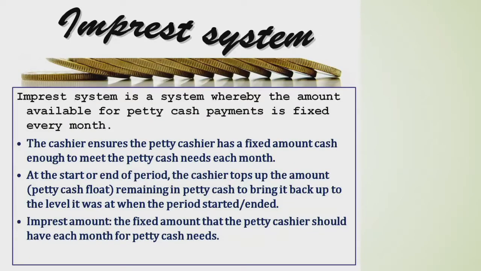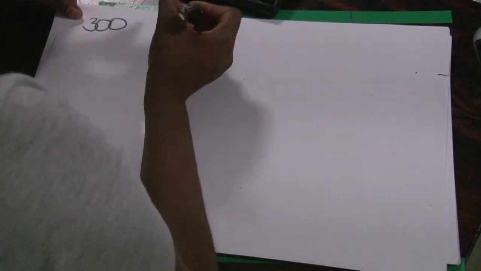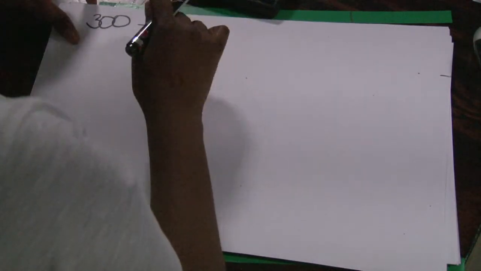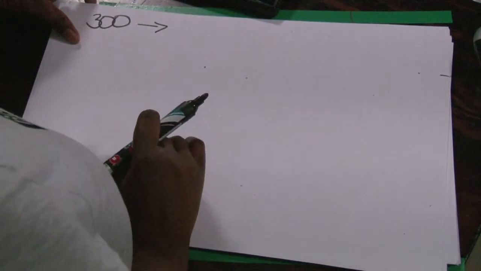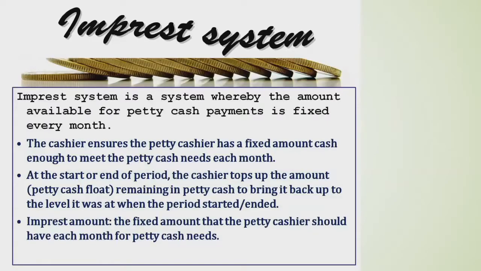Okay, what is the imprest system? The imprest system is a system whereby the amount available for petty cash payments is fixed every month. Let's say, for example, every month the business has a petty cash of 300. That is the fixed amount allocated every month. This is what we call the imprest system. The cashier ensures that the petty cashier has a fixed amount of cash enough to meet the petty cash needs every month. So this 300 must accommodate all the needs during that month.